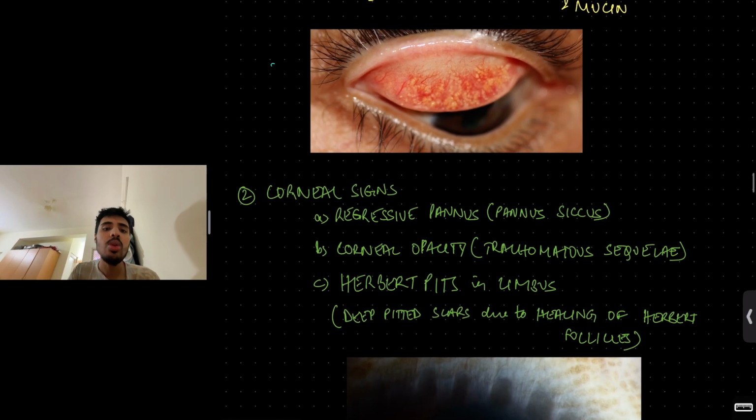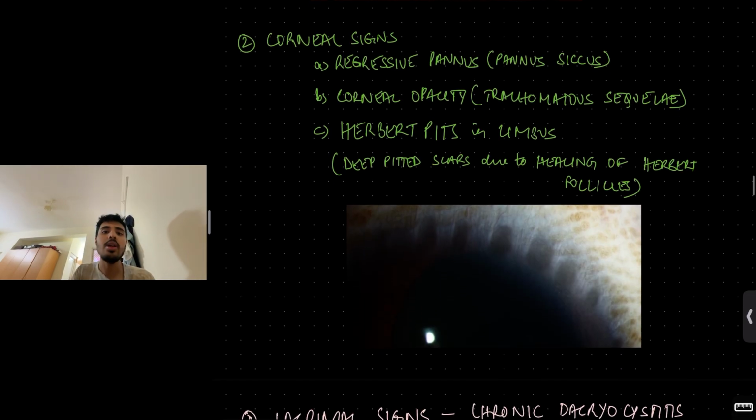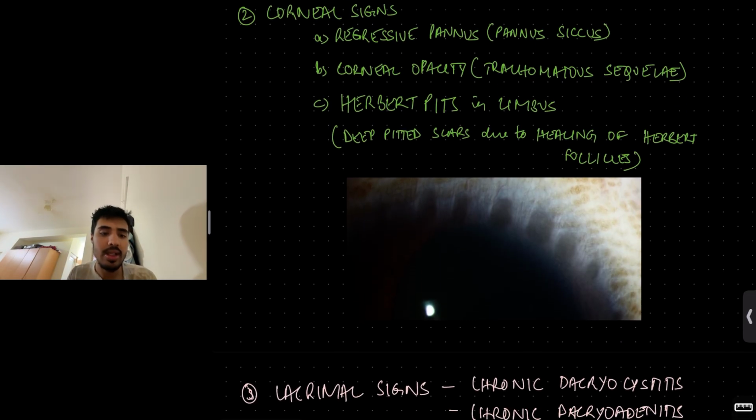Then coming to corneal signs. See, corneal signs are the complete opposite of the corneal signs of acute inflammatory trachoma. Corneal ulceration and keratitis now become corneal opacity. Hence, it leads to trachomatous blindness. This is the most important complication of trachoma. The most important problem with trachoma is it leads to corneal ulceration, then opacity and blindness.